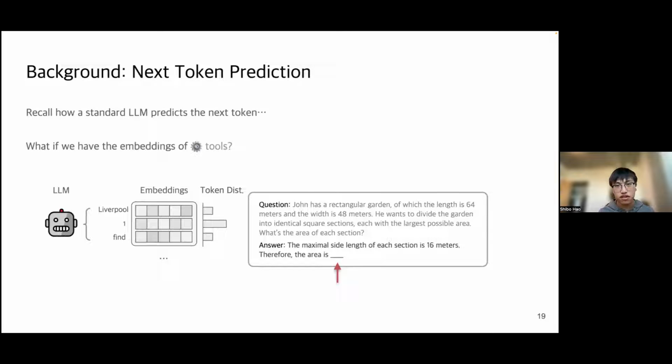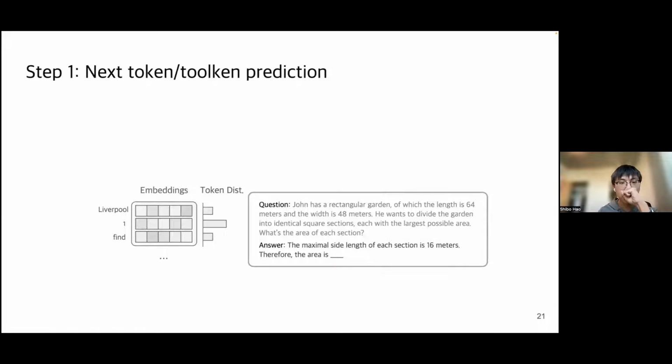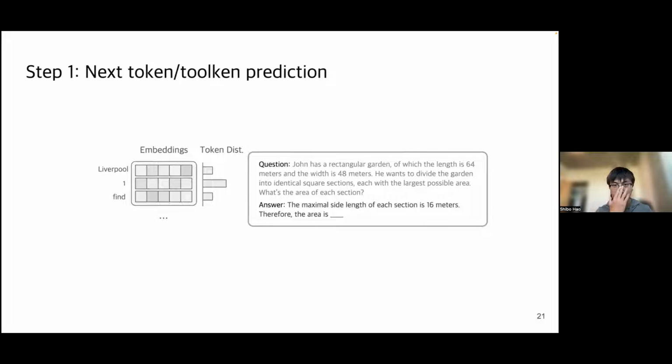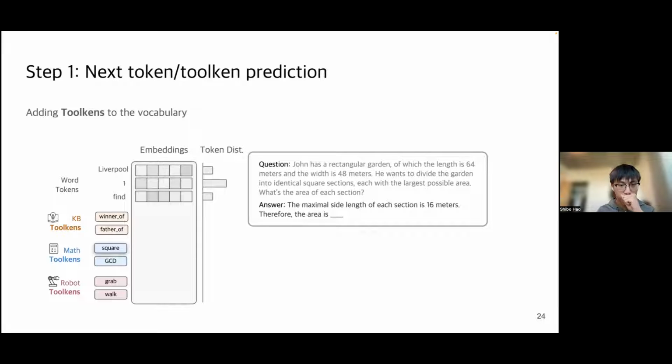And here comes the main idea of ToolkenGPT. If we have the embeddings of tools, we can predict the tool call in the same way as predicting the next word token. First, let's assume we've already got those token embeddings. We'll show how to train them later, and now we can just append them to the language model head like this.